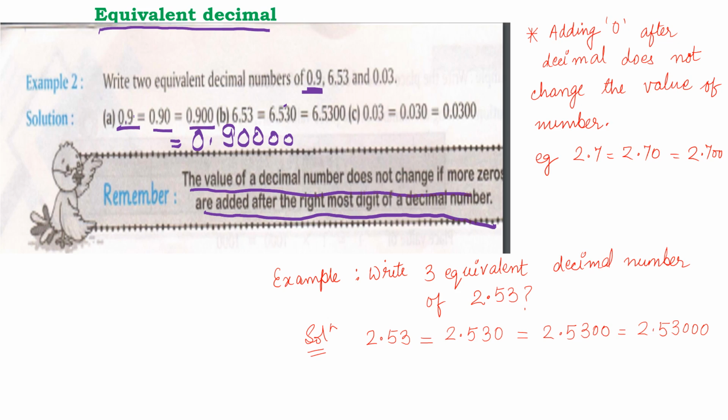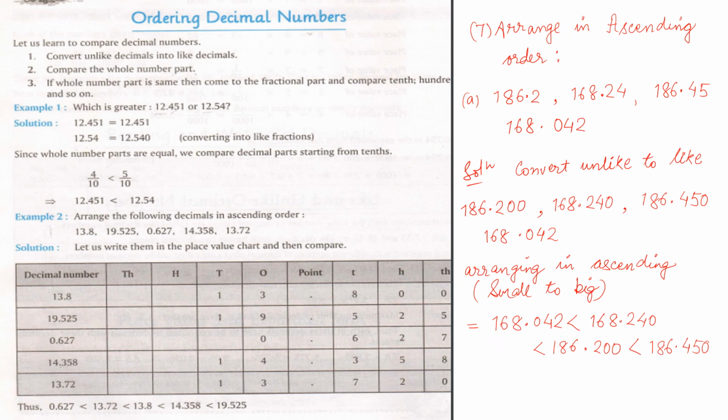See one more example. Write three equivalent decimal numbers for 2.53. So first we will write 2.53. Now after 2.53 you can add as many zeros. So for three equivalent decimal numbers I will write 2.530 as the first number, 2.5300 as the second number and 2.53000 as the third number. Please see whatever I have done on the right hand side of the page. Write them as notes in your classwork copy. These are all your classworks.